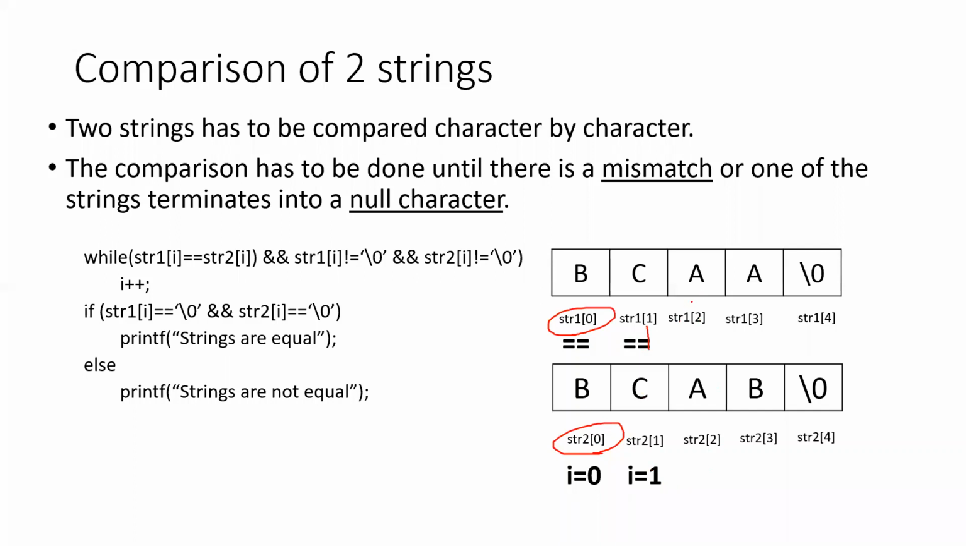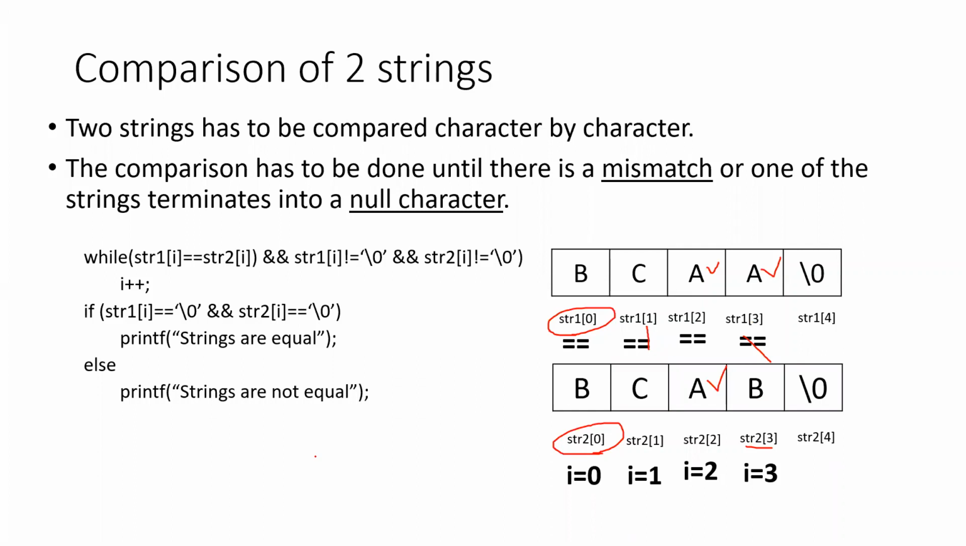We will compare str1 of 2 with str2 of 2. In our case again both are A and it is equal. So now we will increment I and compare str1 of 3 with str2 of 3. Understood? Here when you compare, you know that A is not equal to B. Here it is not equal.